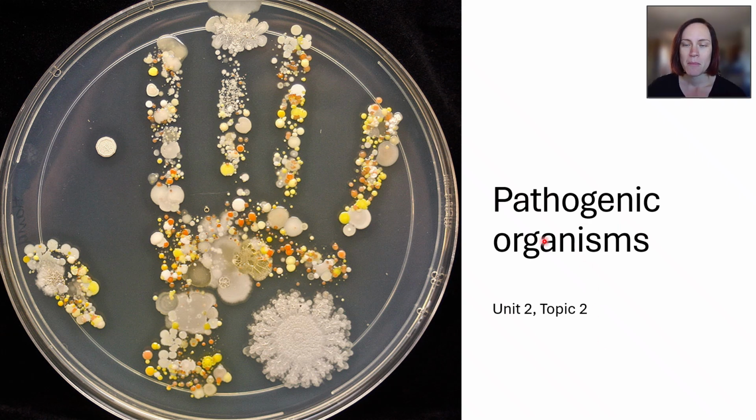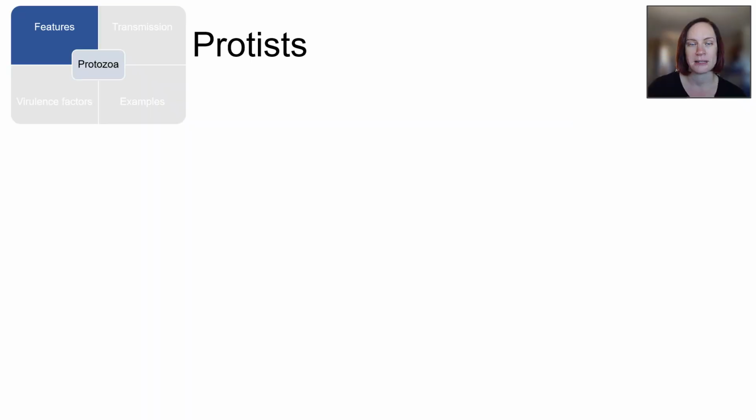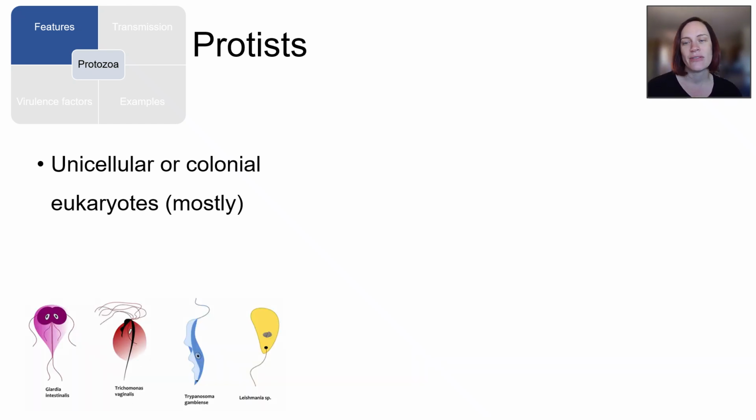In this lesson, we're looking more at pathogenic organisms. We're specifically looking at protists and parasites because we've covered bacteria and fungi in another lesson. Starting with protists, they are a really large group of unicellular eukaryotic organisms, and of the 65,000 known species, they're really, really diverse. Only about 24 of them have been known to cause disease in humans.